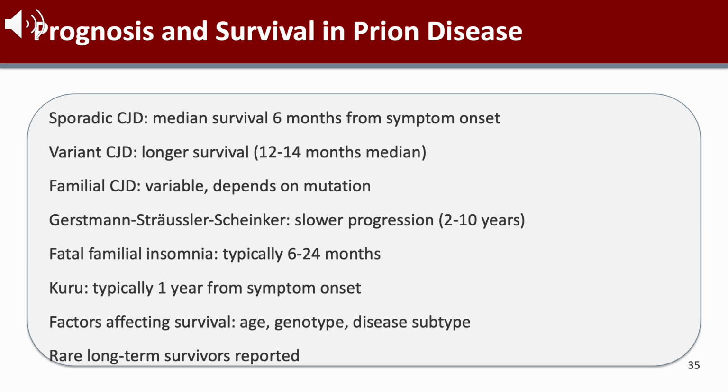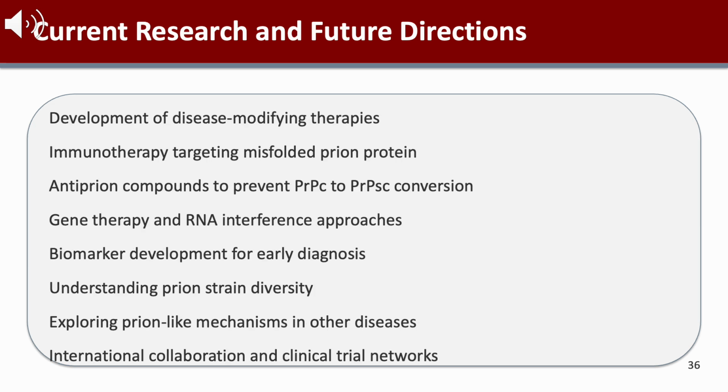Several factors influence survival, including age at onset, genetic factors including the codon 129 polymorphism, and the disease subtype. Rare long-term survivors have been reported, but these are exceptional cases. Current research in prion disease is focused on several promising directions. The development of disease-modifying therapies is a major goal, with several approaches under investigation.